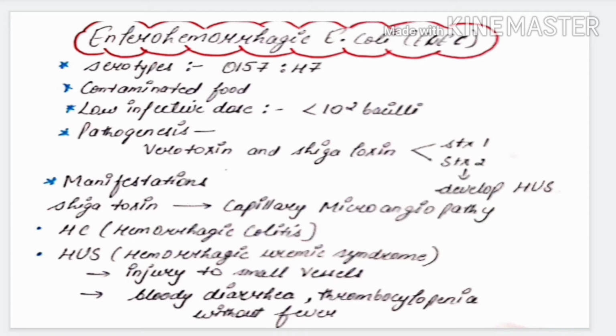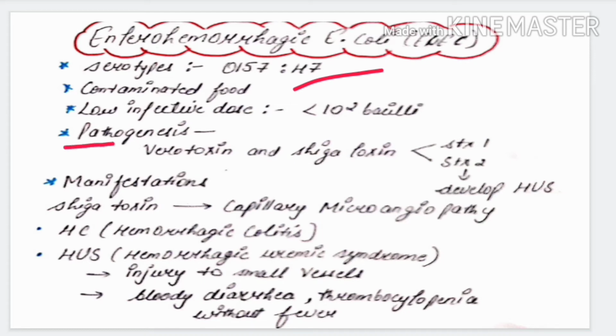Enterohemorrhagic E. coli is mainly prevalent in industrialized countries and it is one of the most important strains of E. coli. Its serotypes are given here. It spreads through contaminated food. It has a low infective dose: less than 10 to the power 2 bacilli are enough to initiate the infection. Next we will go through its pathogenesis.